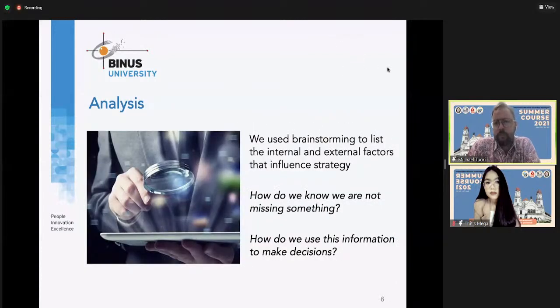So what we just did a minute ago is that we just used brainstorming. So we thought of all of the factors that influence strategy, but how do we know that we included everything? How do we know that we're not missing something? How do we use what we found to make decisions? Because right now we just have the variables. If we collected all of the information about who our employees are and who our competitors are, we would just have data, but it wouldn't tell us anything until we analyzed it.